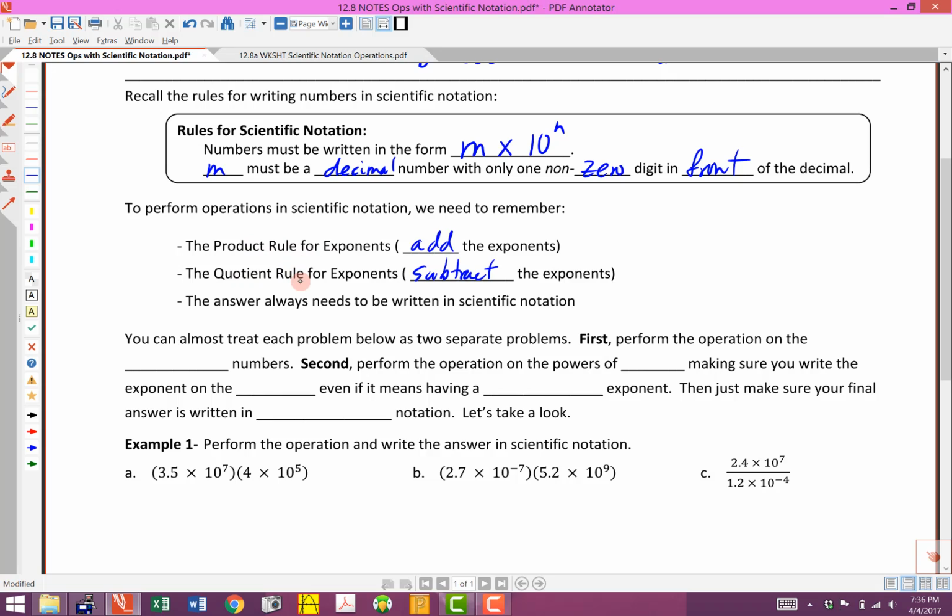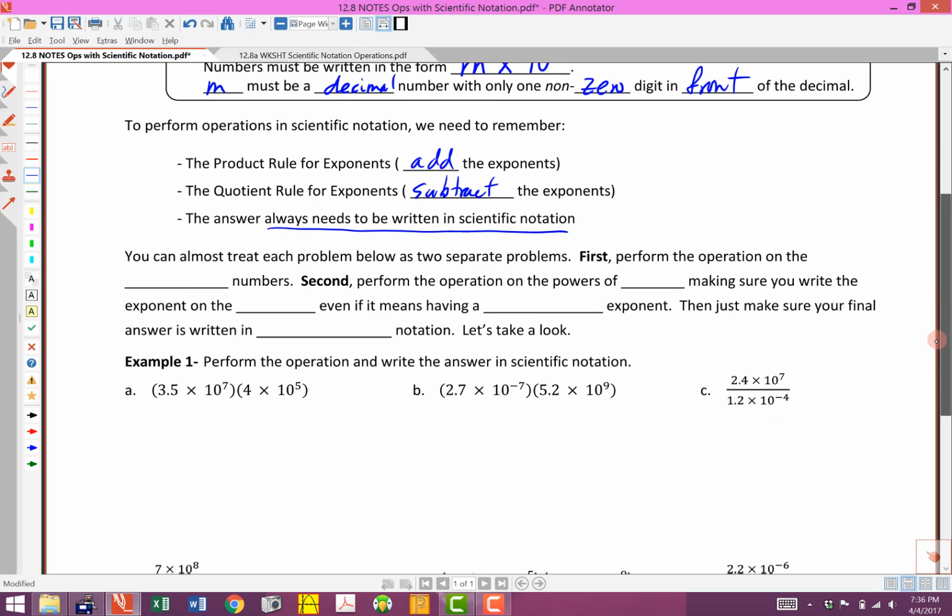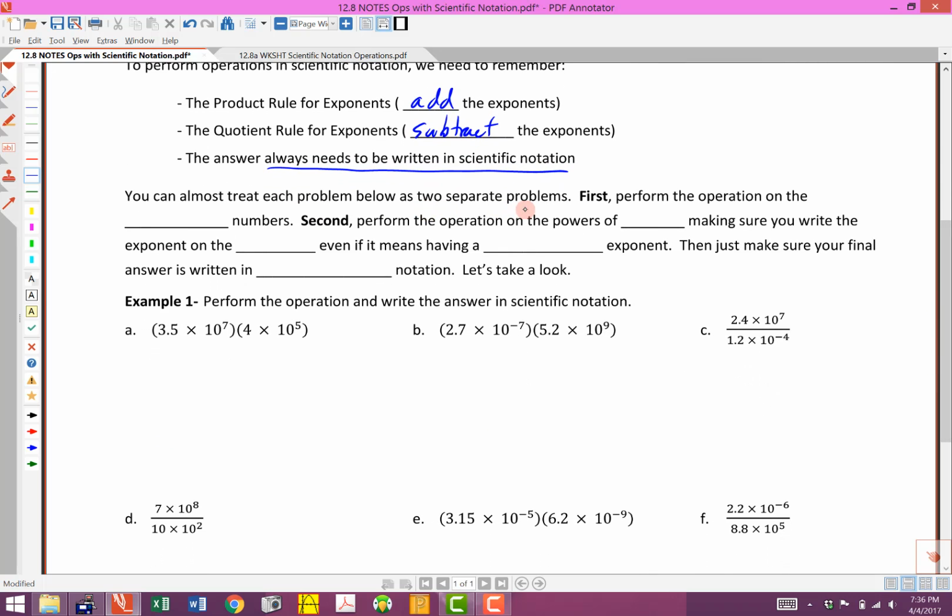And then we just want to make sure that the answer is always written in scientific notation. So what it comes down to is you can almost treat each problem below, these problems down here that we're going to see in just a few minutes, as two separate problems. The first thing we're going to do is perform the operation on the decimal numbers. So we're going to use our calculator to help us with these for the most part.